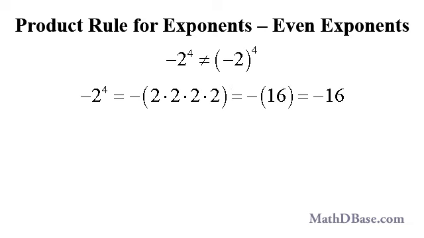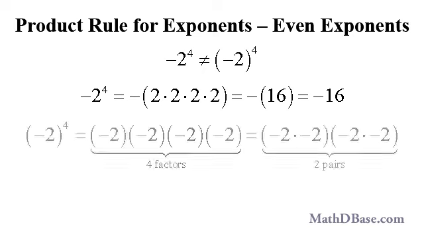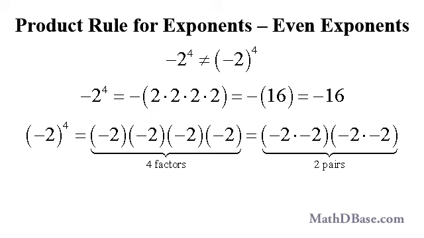Negative 2 to the fourth is the negative of 2 times 2 times 2 times 2, which is the negative of 16. (Negative 2) to the fourth is equal to negative 2 times negative 2 times negative 2 times negative 2, which can be rewritten by pairing the negative 2's and then using the rules of multiplication with signed numbers to get 4 times 4, or 16.